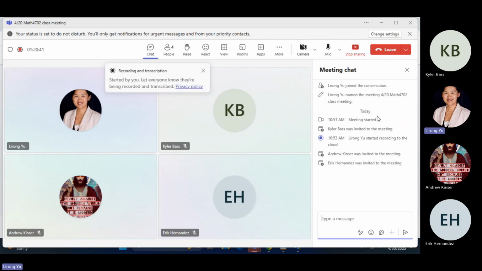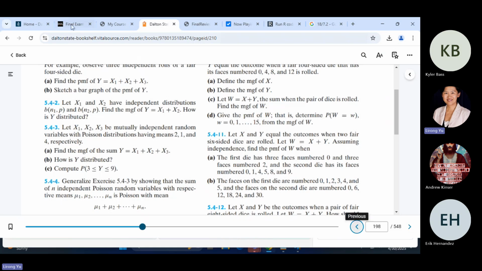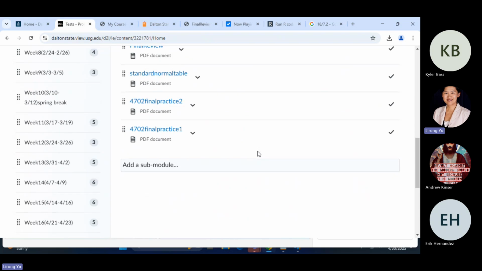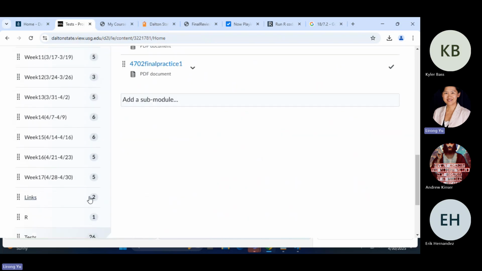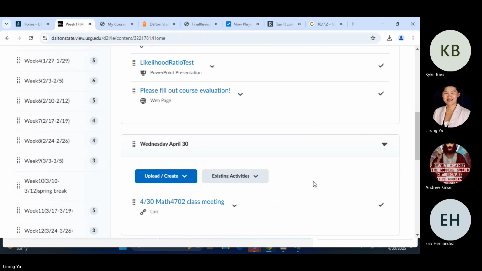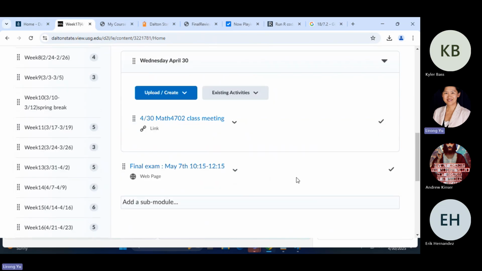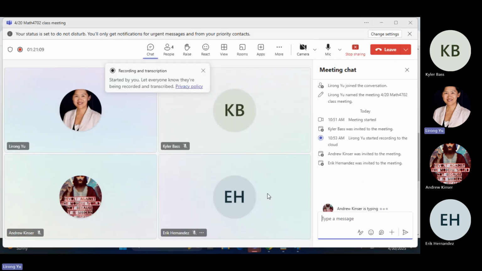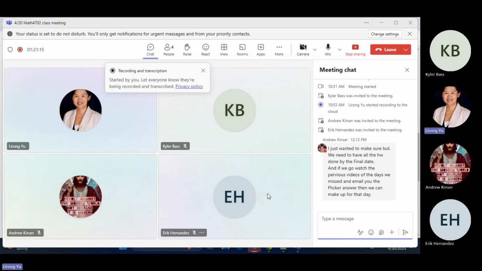Our actual exam, I think I labeled the date, the final exam date is May 7. May 7, 10:15 to 12:15. Any questions? If there are no more questions, that should be it for today. But if you have more questions, feel free to type them here. And I will be here most of the time before the final date.